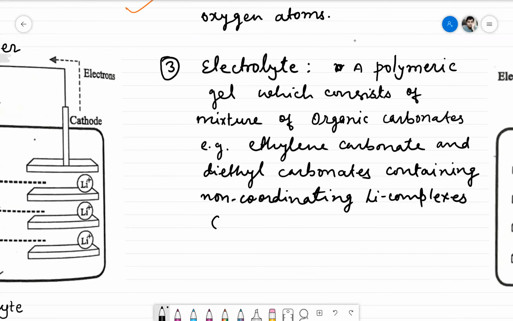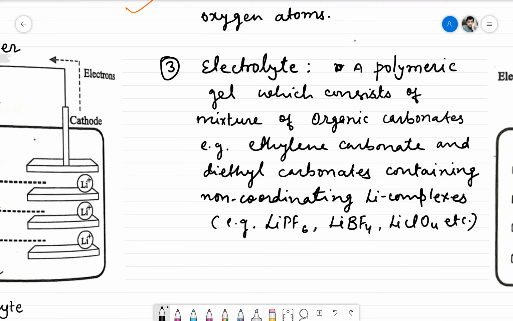What kind of lithium complexes? For example, lithium PF6, lithium BF4, lithium perchlorate, etc. Okay, so in the lithium ion battery, the negative electrode and positive electrode are dipped in the polymeric gel, which is a mixture of the organic carbonate solvents and lithium ion complexes.